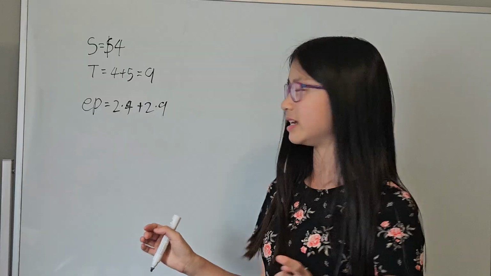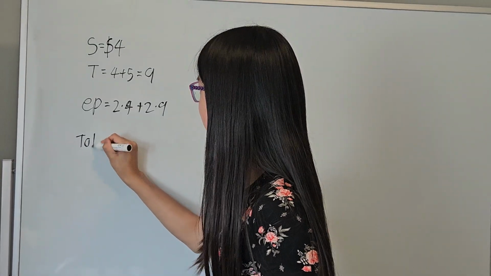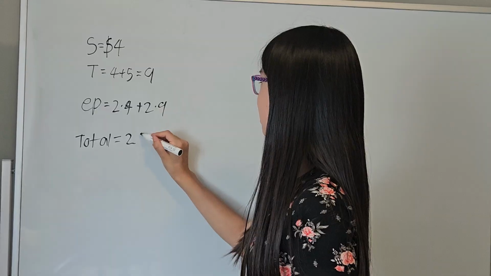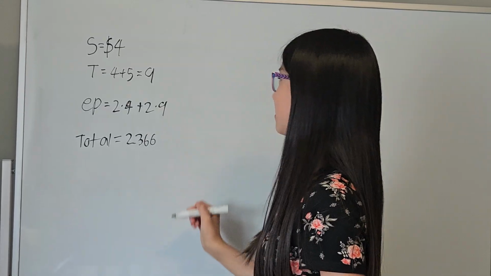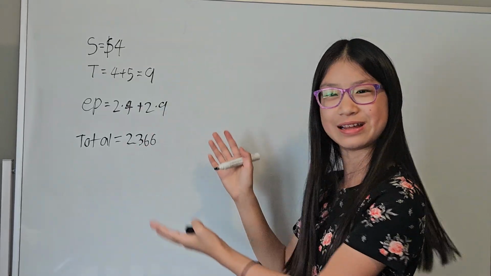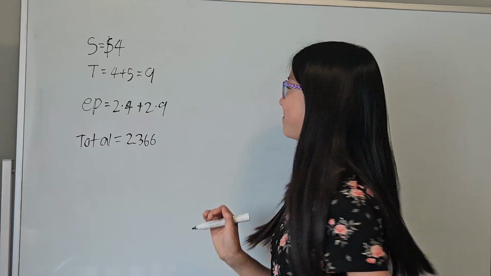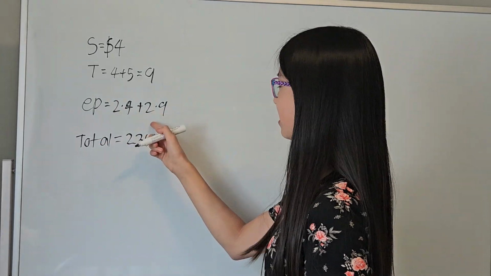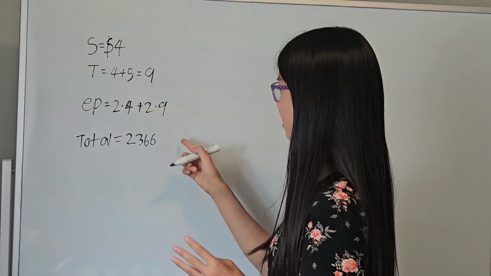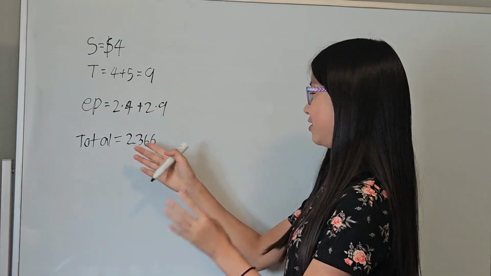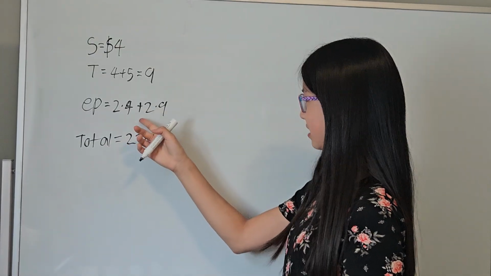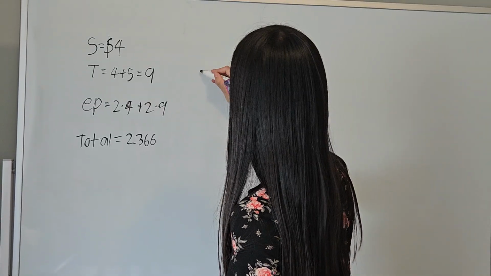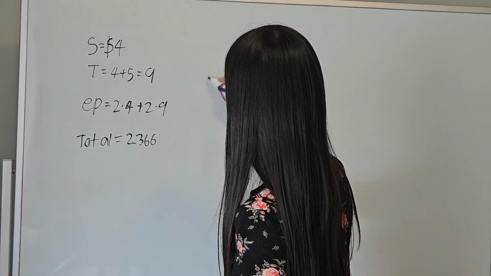And then at the end it says the total equals 2,366. So now we have our lovely important information down. We can solve the problem. We have to divide this number by this number.